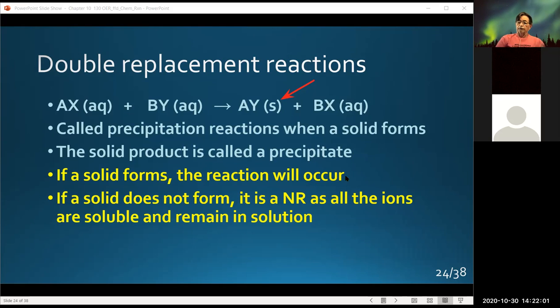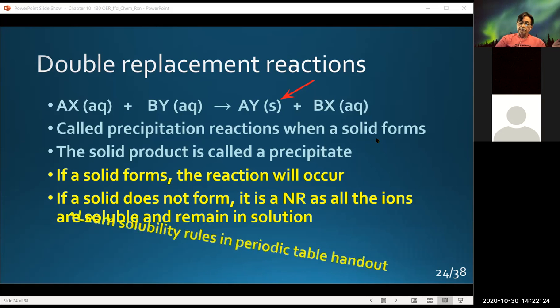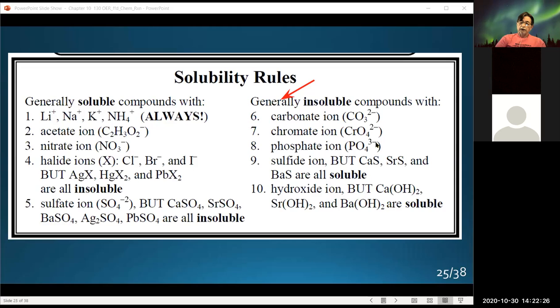Okay. All right. So solid forms, reaction proceeds. No solid forms for any of the new products, no reaction. Notice what happened. The AX now becomes AY. The BY becomes BX, excuse me. They just exchanged the anions and the cations. And then you look at the solubility to see who's soluble, who's not. Okay? And we went over the solubility rules.